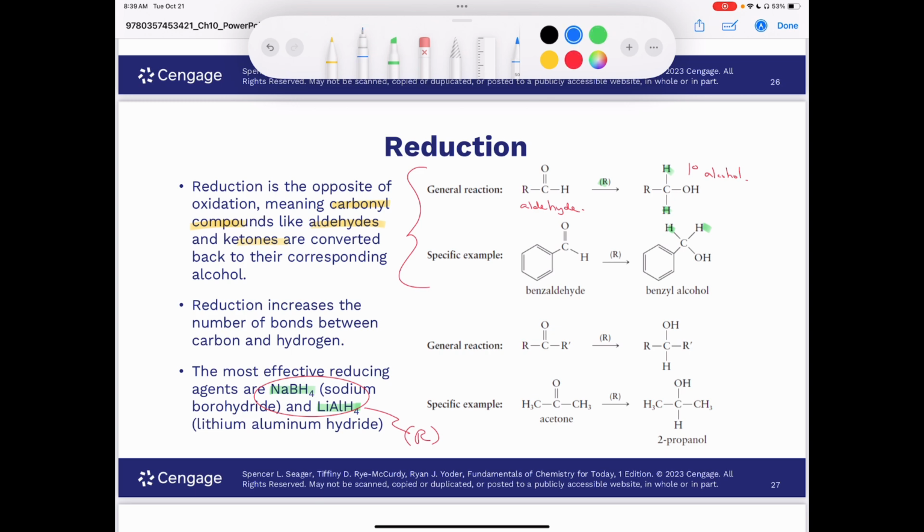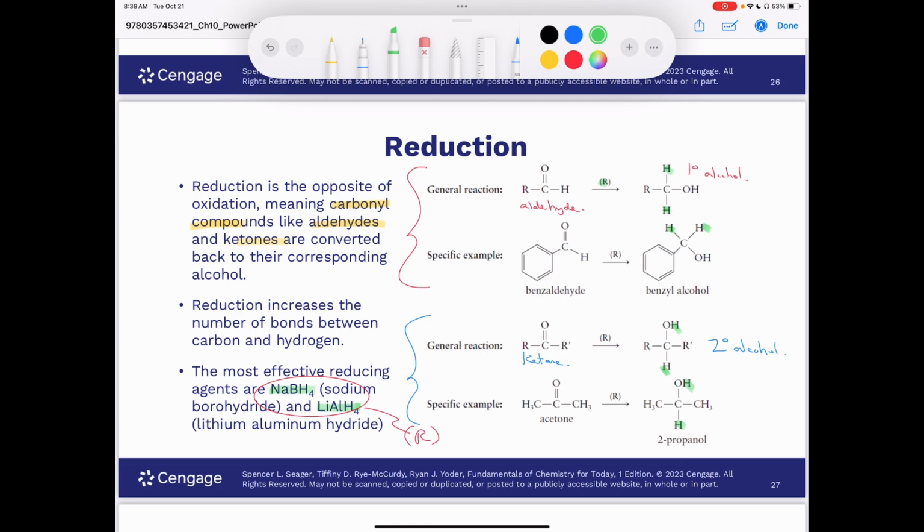Anyhow, then if we have a ketone, when a ketone undergoes reduction, it gets converted into a secondary alcohol. So we have our ketone, and we end up with a secondary alcohol. And you can see again that we added 2 hydrogens along the way. The example they're showing here is acetone being converted into 2-propanol, which is also known as isopropanol, rubbing alcohol. We saw that earlier in this class, by the addition of the 2 hydrogens like this.